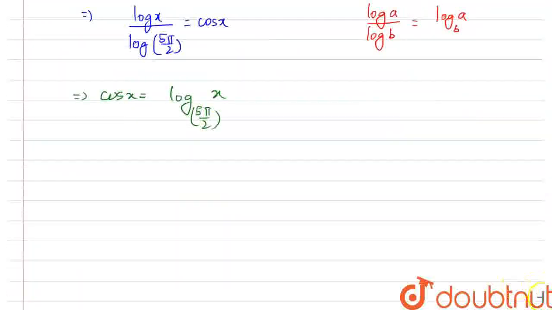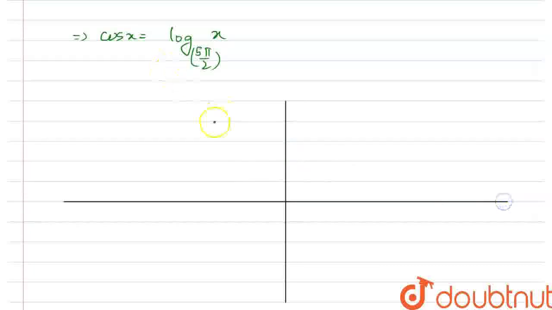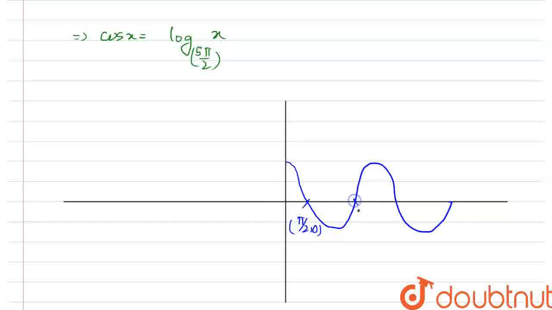So firstly, let me draw the coordinate axis. Now the graph of cos x is very simple. It will look something like this. This point will be x equals π/2, so this point will be (π/2, 0). This point will be (3π/2, 0). This point will be (5π/2, 0). And this point will be y equals 1, that is (0, 1).